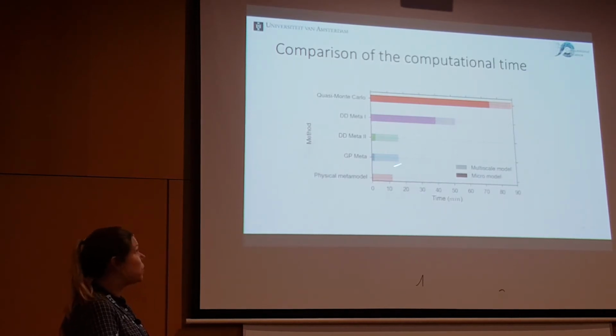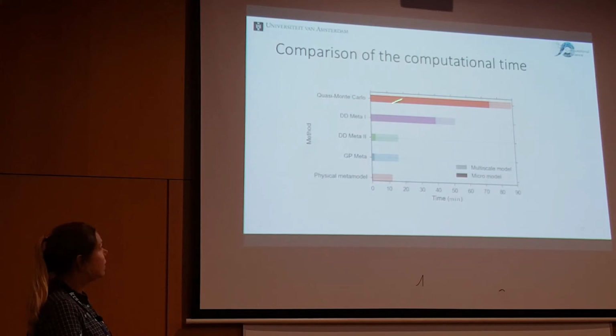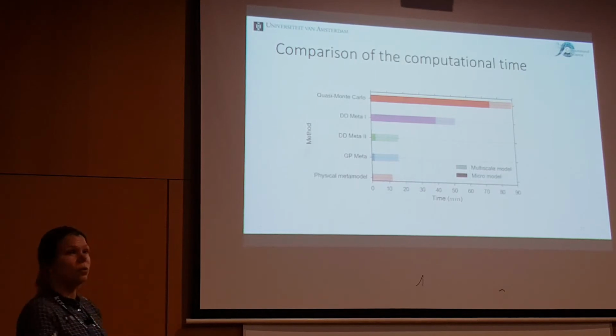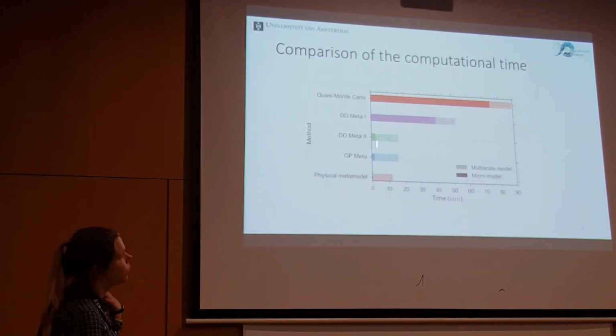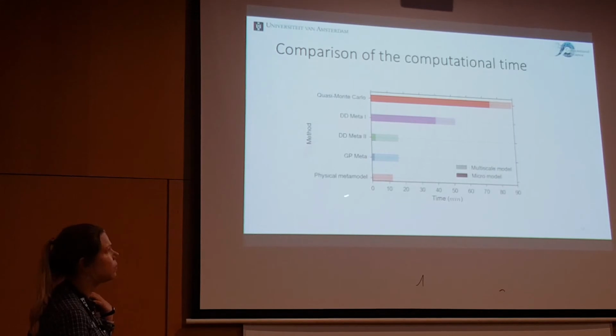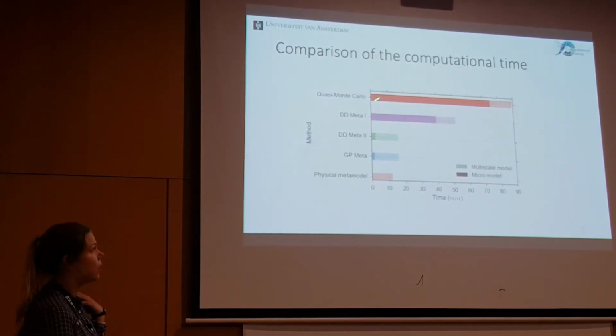With our Gaussian process, which was the best, it was, again, almost 6x, but it was more precise than this surrogate. So actually, this was our winner, and we are now working a lot on Gaussian processes and trying to improve them even more. And our physical metamodel, which was not so precise, was also almost 7x faster than the quasi-Monte Carlo results.